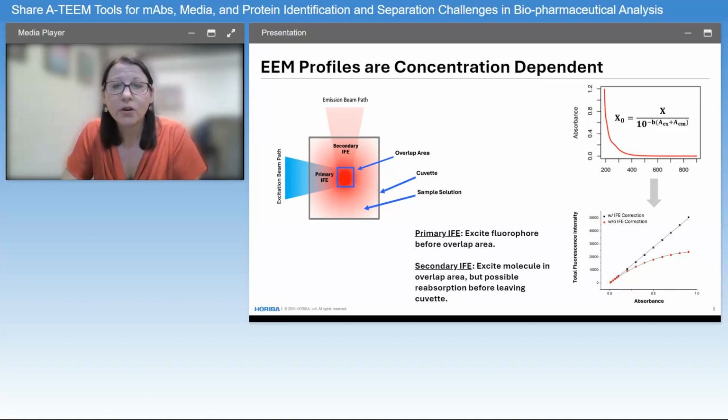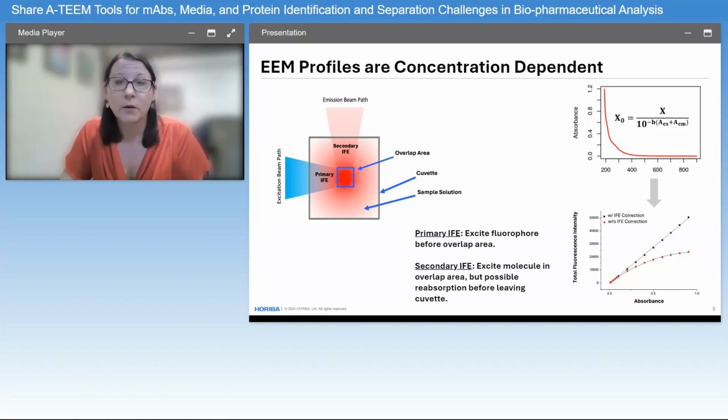In the lower right here, you see a plot of the total fluorescence intensity measured versus the absorbance. Without the inner filter effect correction, the inner filter effect actually makes the fluorescence signal non-linear with the absorbance or the concentration, and it should be linear. With the inner filter effect correction, now we have an accurate representation of fluorescence intensity up to higher optical densities. Here we can measure with a 1 centimeter path length cuvette optical densities of up to an absorbance of 1. But you can actually go higher if you use shorter path length cuvettes and geometries.